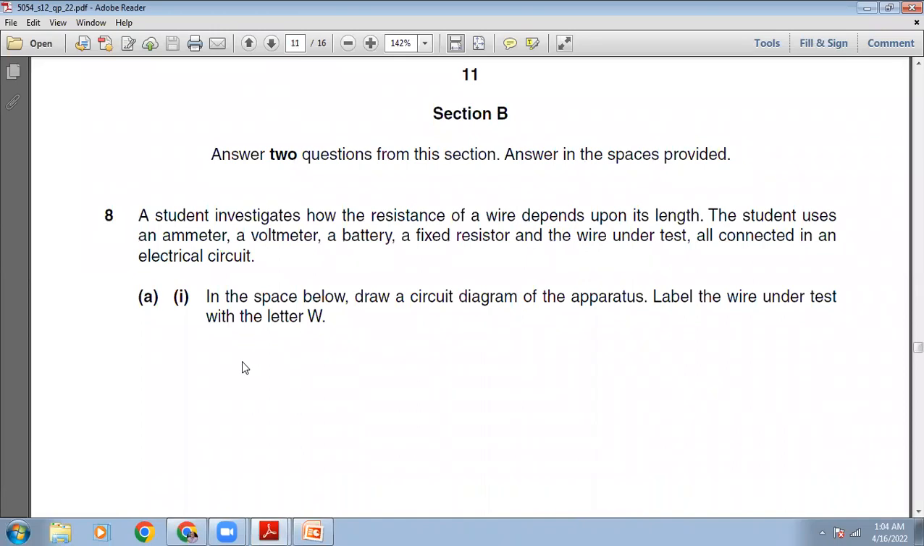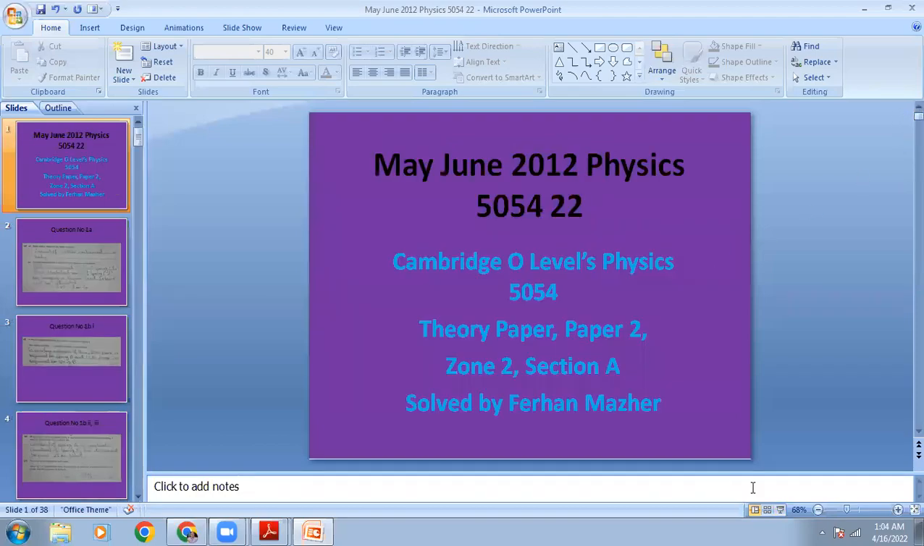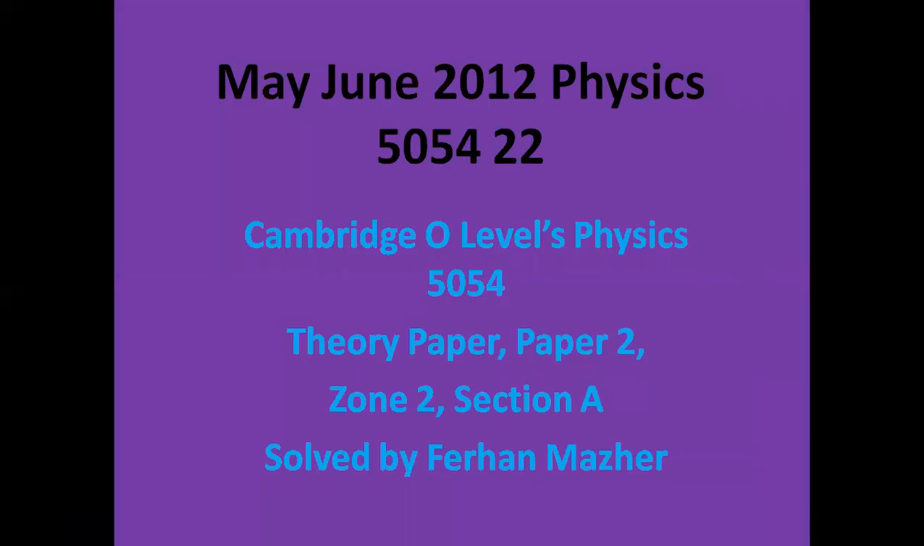So we have completed the section A of this paper. My dear students, today we have solved May June 2012 Physics 5054/22 paper. In this session, we have completed the section A of this paper. The section A comprised of question number 1 to question number 7. The section B of this paper I will do in another video, and soon I will upload that video.